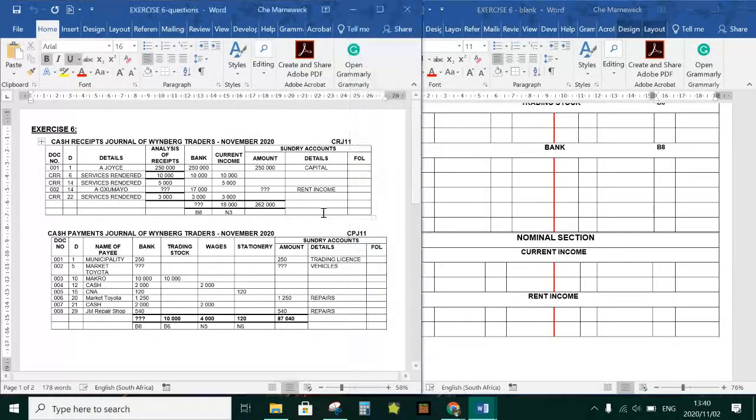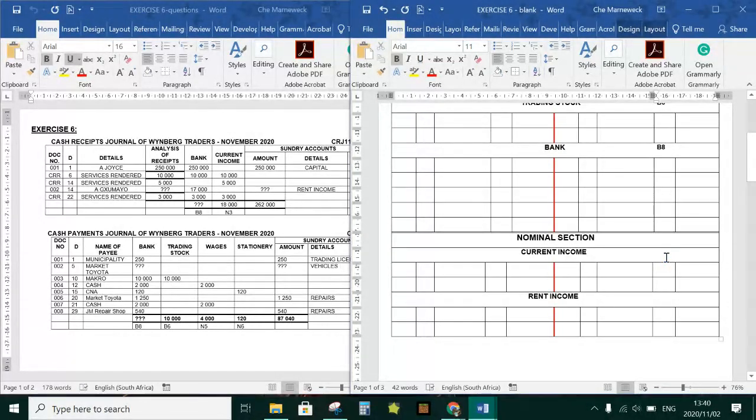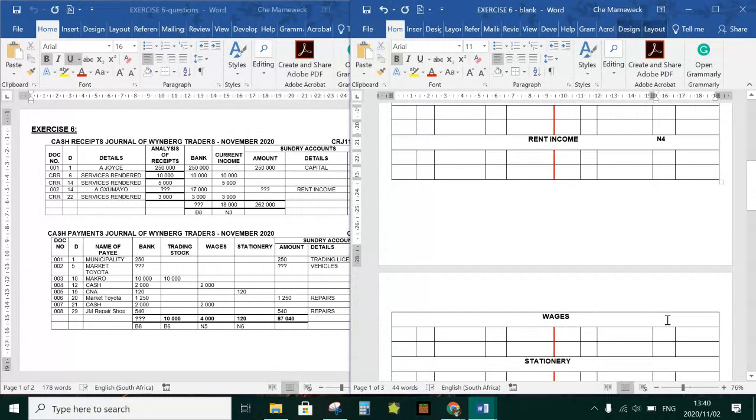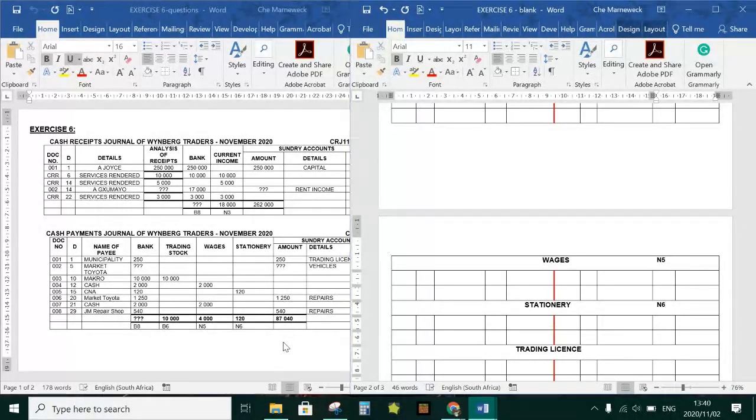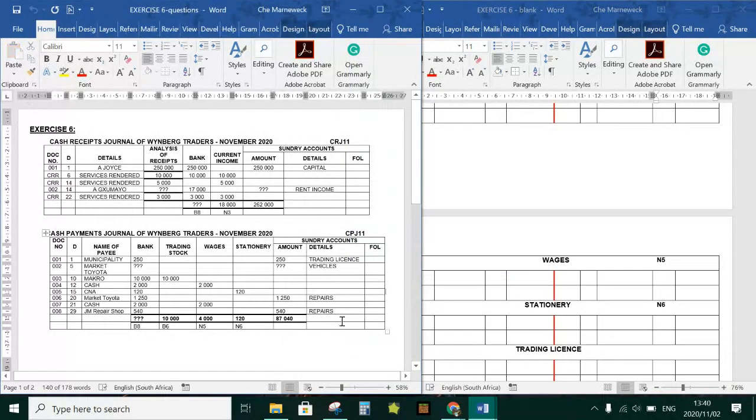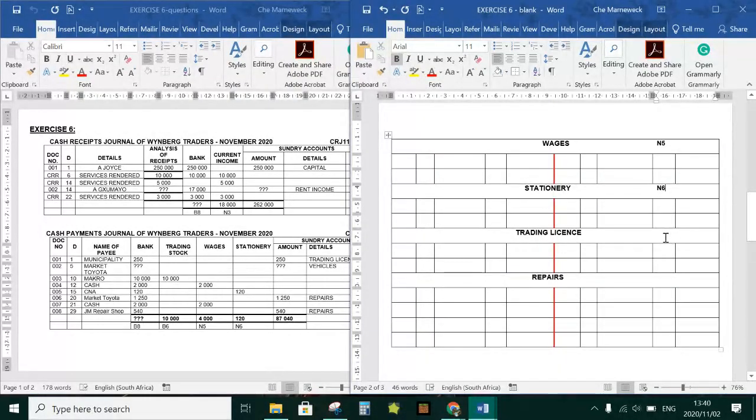Current income is in 3, so we'll make that in 3, which means rent income will have to be in 4. Wages needs to be in 5. They've already told us that. Stationery needs to be in 6. We then go on to trading license. That'll be next, and then repairs. So that can just follow on in 7, in 8.